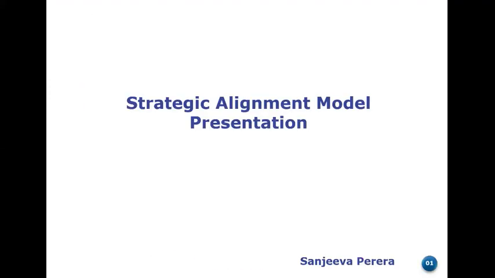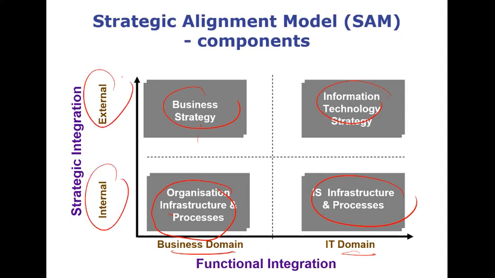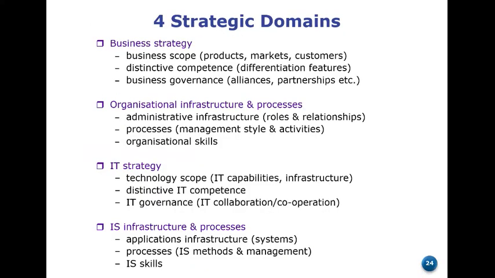So this is a strategic alignment model. You need to align your business strategy with the information technology strategy. Based on the business strategy, you decide on organizational infrastructure and processes. And based on the information strategy, information system infrastructure and processes. So this is the business domain, and this is the IT domain. This has to be aligned. These focus on the internal, and the business strategy focuses on externally how we are going to compete. So this has to be aligned.